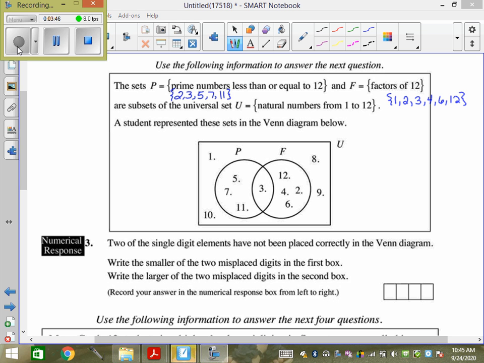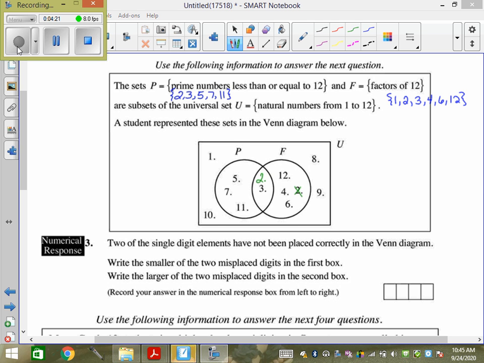Do we agree? So here it says, 2 of the single digit elements, kind of a hint, so don't put down 11, that's silly. 2 of the single digit elements have not been placed correctly in the Venn diagram, right? The smaller of the 2 misplaced digits in the first box, and the larger of the 2 misplaced digits in the second box. So which ones overlap? Which numbers overlap between P and F? 2 and 3. Yeah, 2 and 3. So we're going to put that in there.